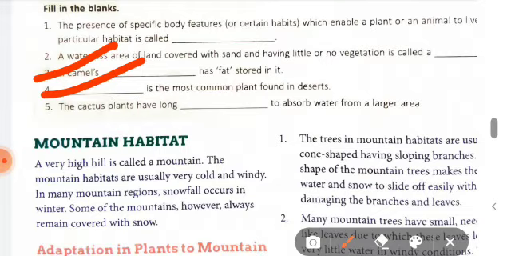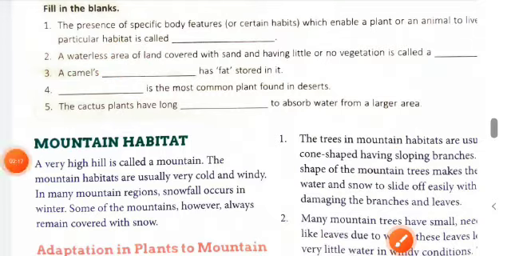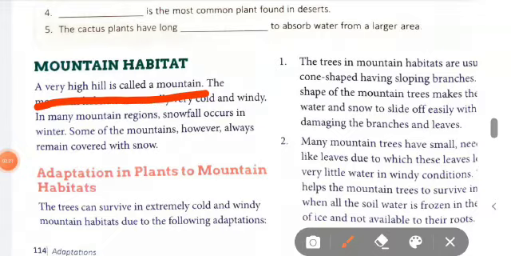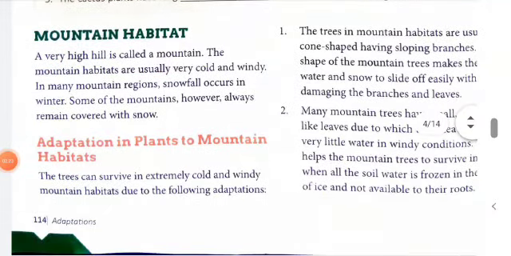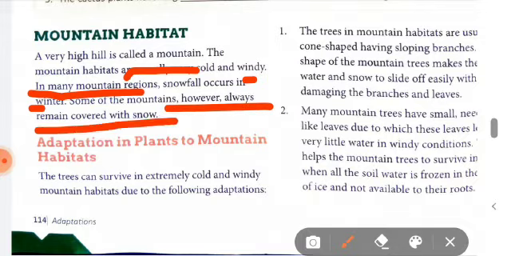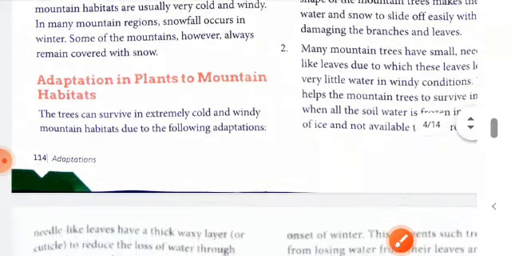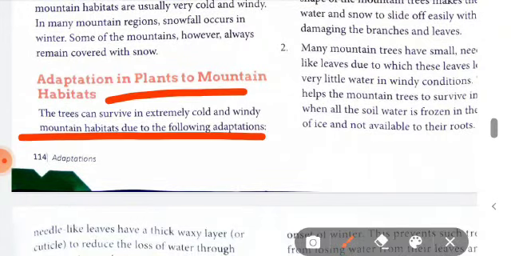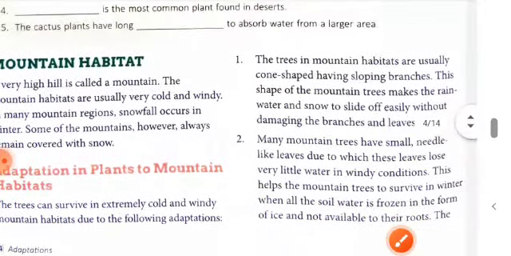Now the next heading is mountain habitats. Students, a very high hill is called a mountain, and mountain habitats are usually very cold and windy, and in many mountain regions snowfall occurs in winter. Some of the mountains, however, always remain covered with snow. So here, adaptation in plants to mountain habitats. The trees can survive in extremely cold and windy mountain habitats due to the following adaptations.